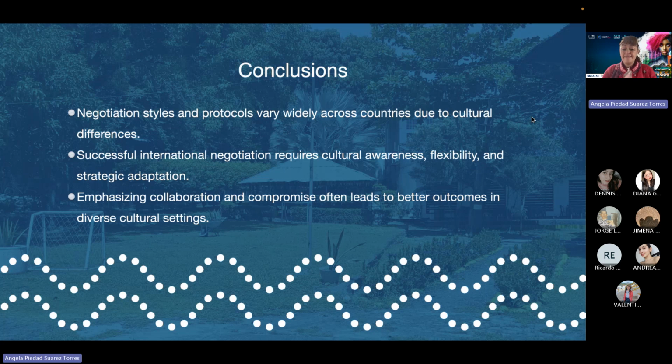So the idea of this presentation is to give you more tips about the elements that we need to look at in the process of intercultural negotiation: how the protocols are, the styles, and those elements that we need to be aware of when we're dealing with a process of business negotiation in an intercultural environment. How important are those elements in those processes of negotiation?